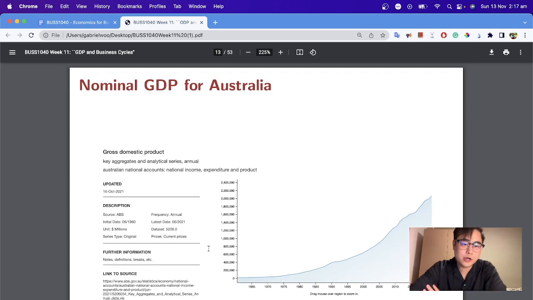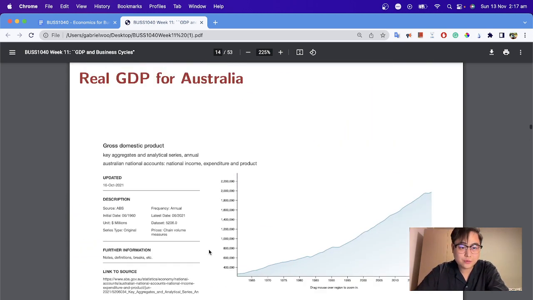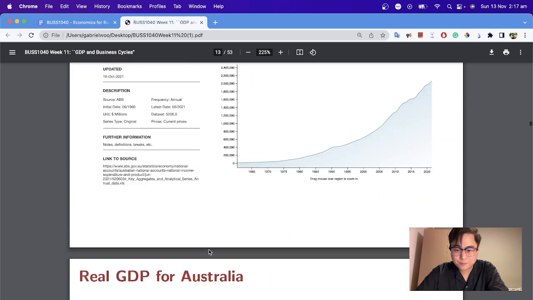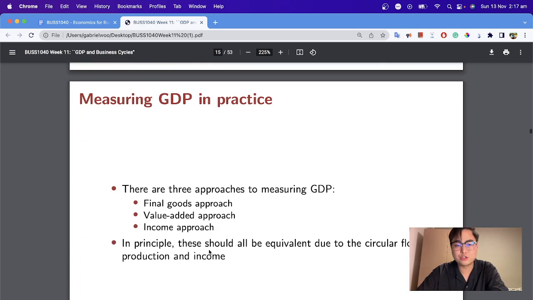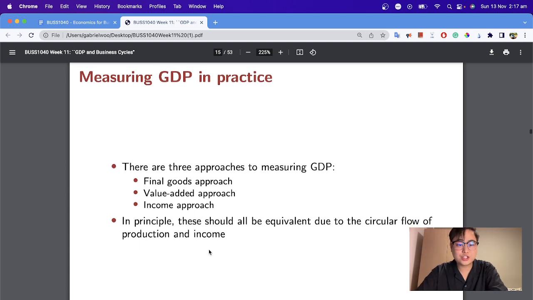Here we can see nominal GDP for Australia. Nominal GDP, once again, includes inflation, so this is not adjusted for inflation. And here we can see real GDP. They're pretty much the same, but you can see a little bit of difference, and that will come through inflation. So, measuring GDP in practice.